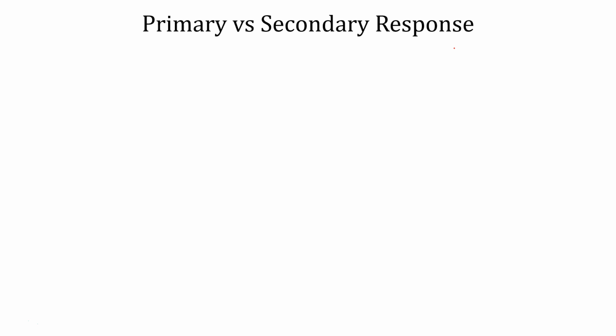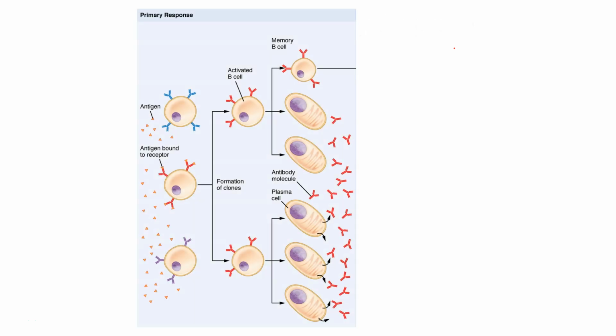Okay, we're almost done here, so we're just going to finish up on a few things. One is talking about the primary versus secondary responses. A primary response is the first initial response, and we'll have the antigen binding to the B cell and activating it. This is showing a T-independent B cell activation because there's no T cell involved. But this also happens in a T cell dependent B cell activation.